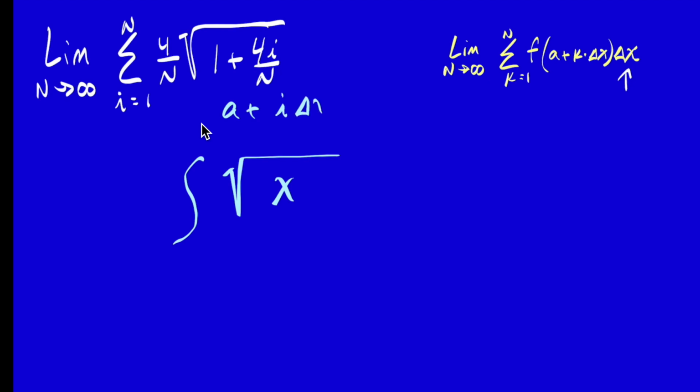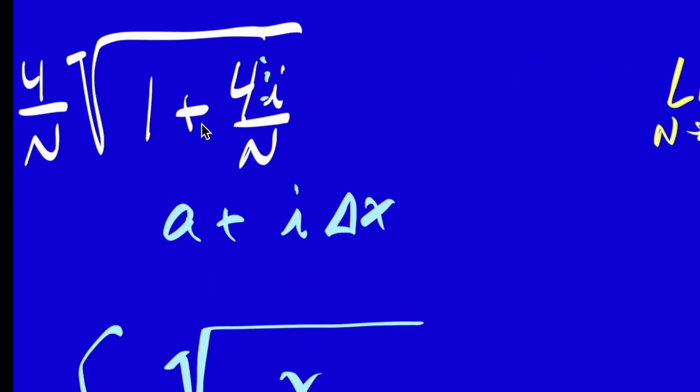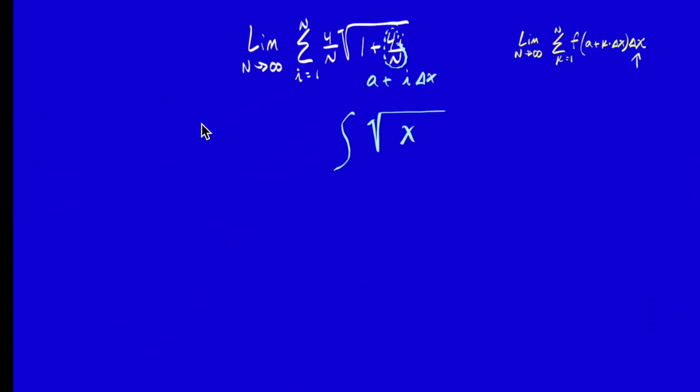i delta x. So we identify our delta x as right here being multiplied by i, 4 over n. So our delta x is going to equal 4 over n. And folks, we can confirm that by noticing that that 4 over n is on the outside of the function, just like it is over here on the upper right.